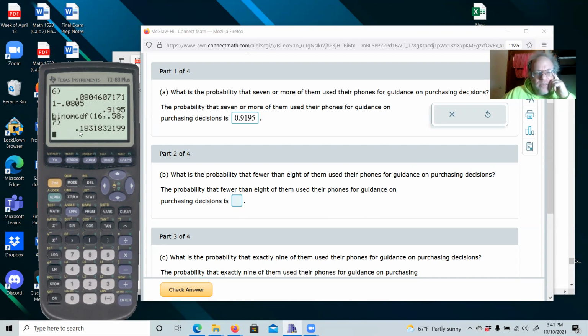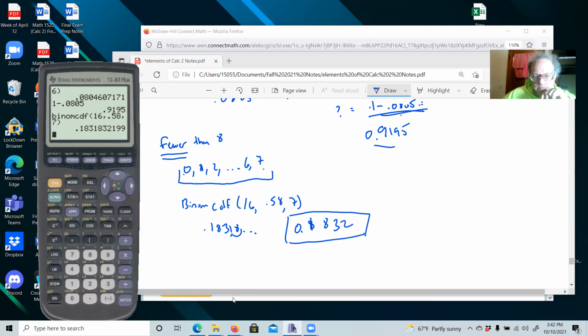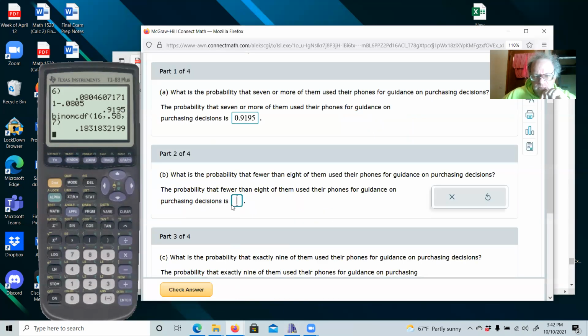Okay, and our answer here, right? 0.18318. So this was 0.18318 and some other stuff, but to 4 decimal places, that's going to be 0.1832. Okay, so about 18%. 0.1832.